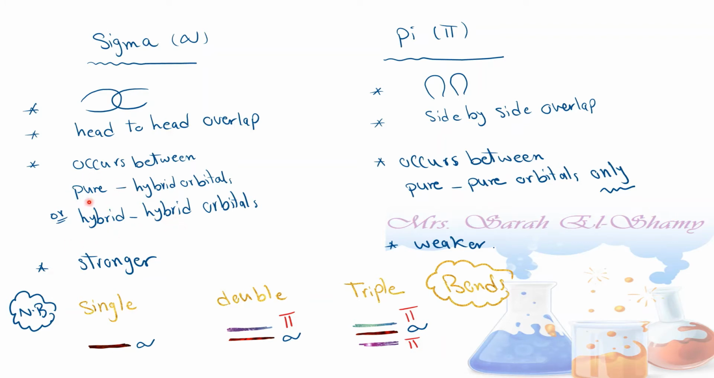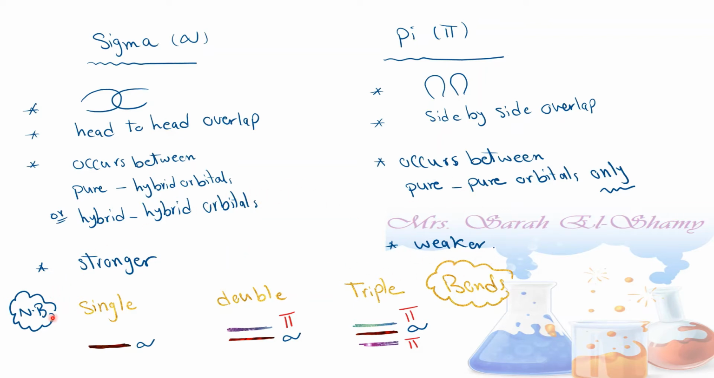The pure orbital is the orbital that didn't undergo any hybridization, while the hybrid orbital is the orbital which underwent hybridization. So what about the pi? Pi occurs only between pure and pure orbitals only. Okay, which one is the strongest one? Sigma, of course, is stronger than the pi, which is weaker than sigma.